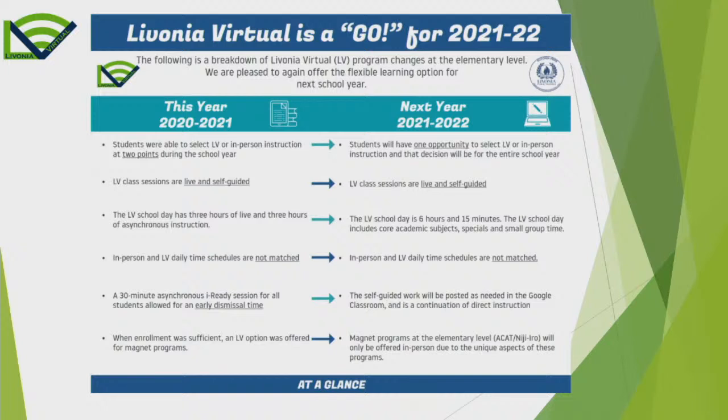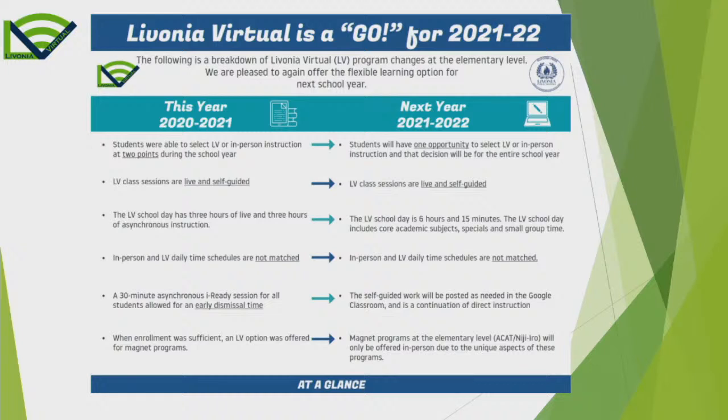When we look at the fourth bullet, in-person and LV daily schedules are not matched, that remains the same. While we are going to try to replicate as much of the in-person schedule as possible, those daily time schedules will not be exact. And if you think about the 30-minute asynchronous or self-guided time, the self-guided work moving forward will be posted as needed in the Google Classroom and as a continuation of direct instruction.